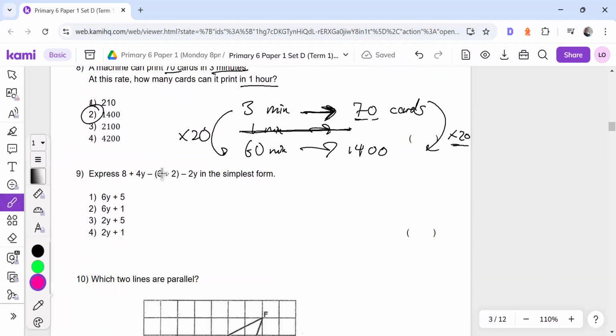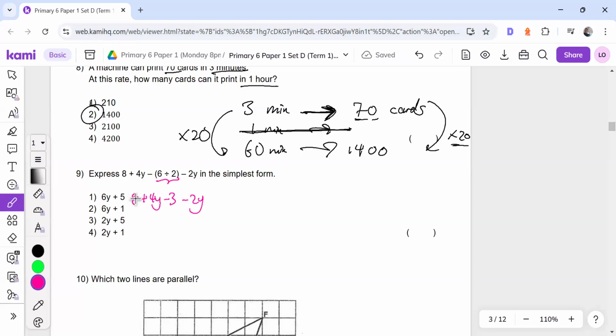Okay, next one. Now, how to do the algebra? You have to remember the four operations. You have to do the bracket first, which is still the most important. So you have to write down 8 plus 4y minus, put the answer below the needle, then you minus 2y. So your algebra can also have four operations together. All right, then next step, what do you do?